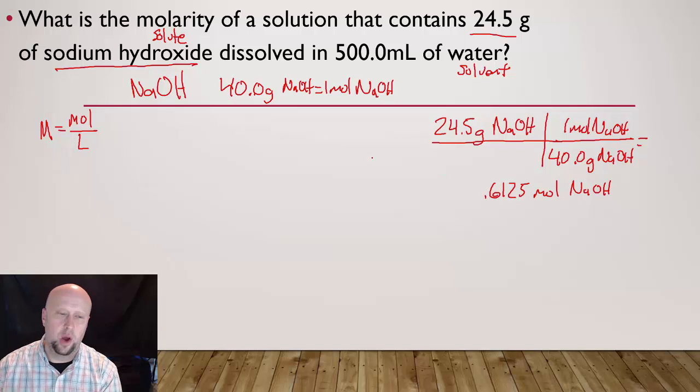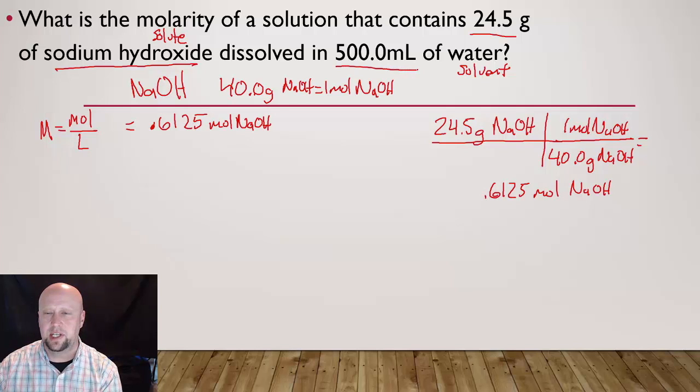Okay, so pretty straightforward. We're then going to take that back over here to our equation. Okay, and so we've got 0.6125, sorry guys, that decimal didn't turn out too good, moles of sodium hydroxide, and then we need to put that over the liters of solution. Now this isn't in liters, it's in milliliters. We know how to convert that though, 1, 2, 3 steps over, and that's going to give us 0.500 liters of the solution on the bottom.